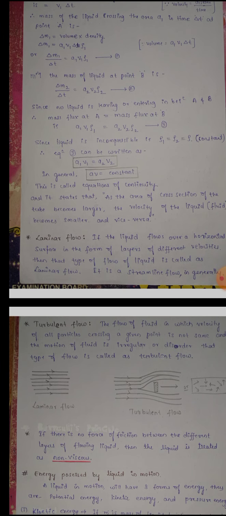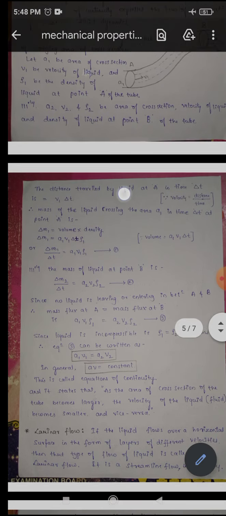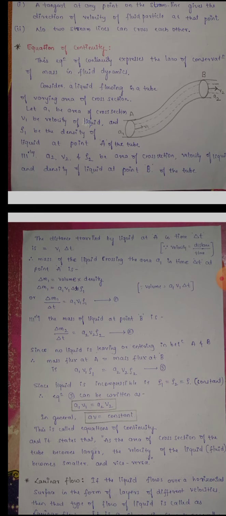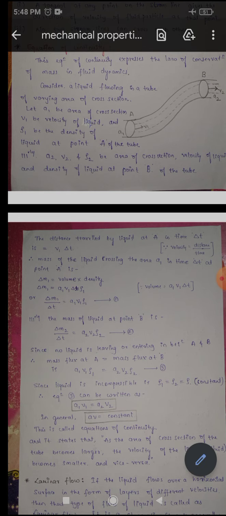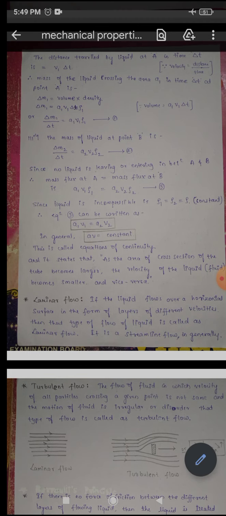So in general, we can write it as AV is equal to constant, because A1 V1 is equal to A2 V2 means the product of the area of cross section and the velocity of the particles at point A is equal to the product of area of cross section and the velocity of the particles at point B. So in general, we can write AV is equal to constant at every point of the pipe.